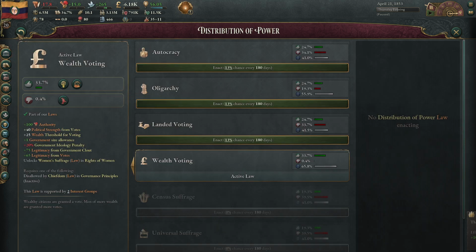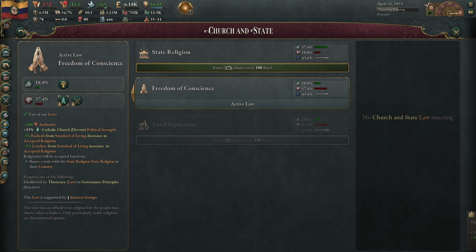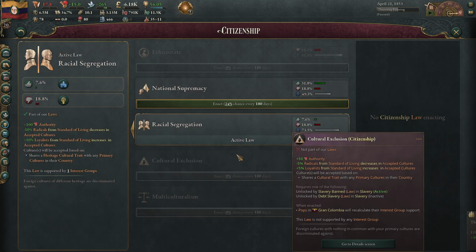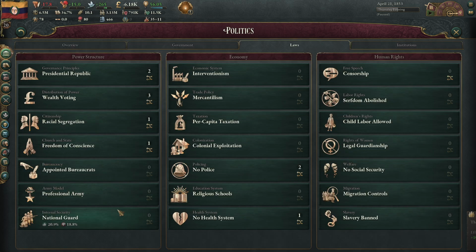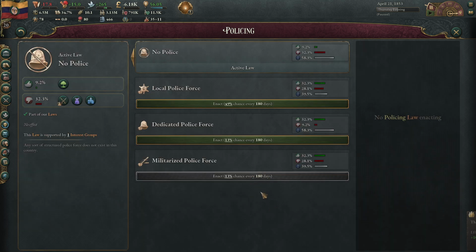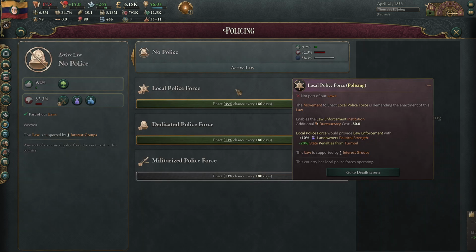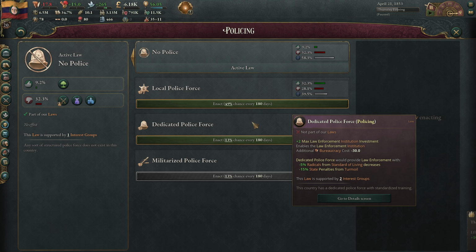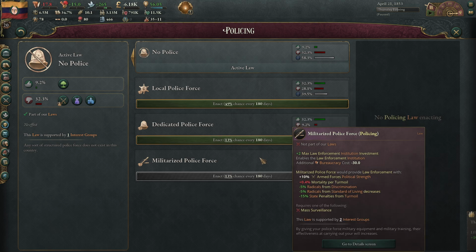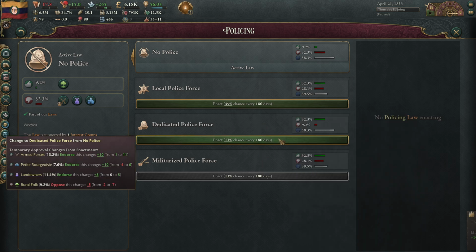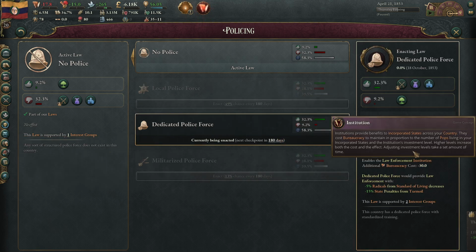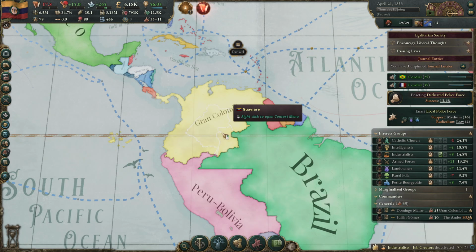Let's have a look at what we are going to change then. I'm going to change back to state religion. I want to go here, but I can't do that with this government form. So I think it's time to go for dedicated police. I'm not going to do local police because that will make the landowners more powerful. We do get minus 20% state penalties from turmoil, and here only minus 15. But this one seems to be the best thing to pick. Go for it.